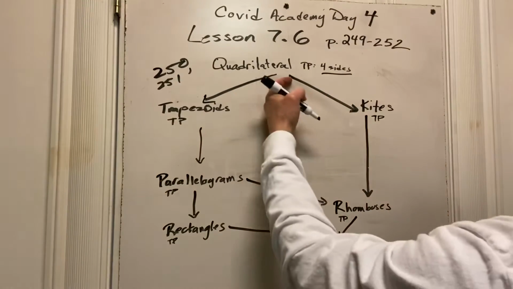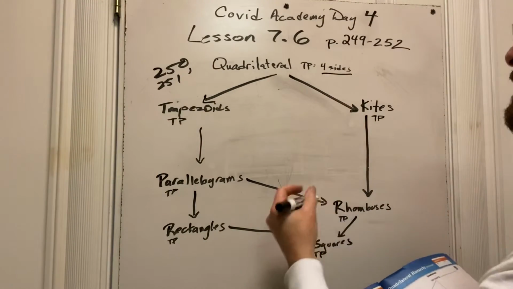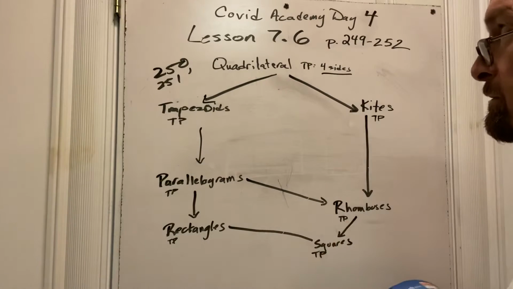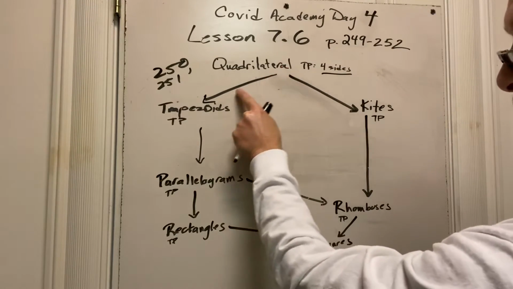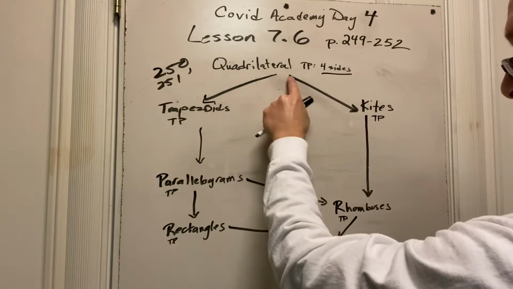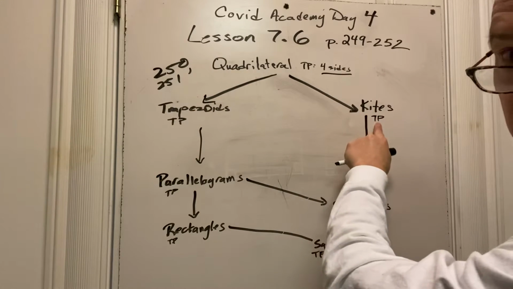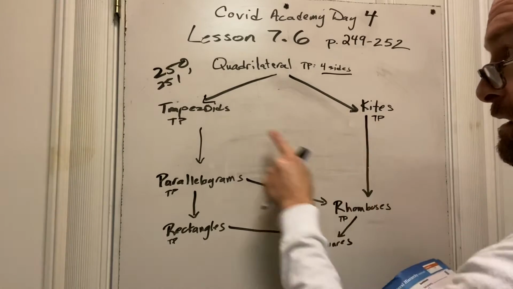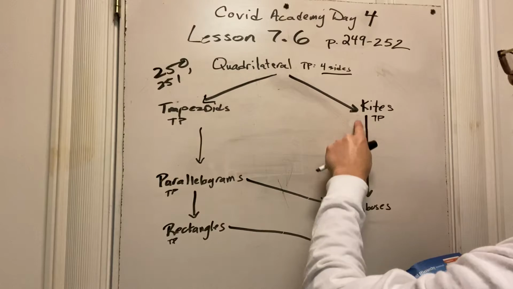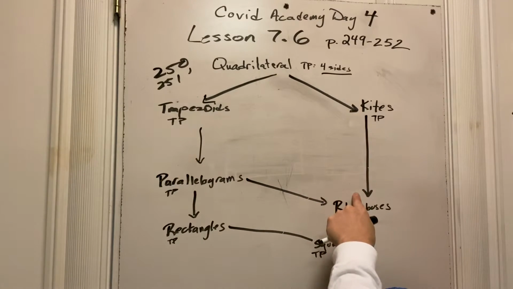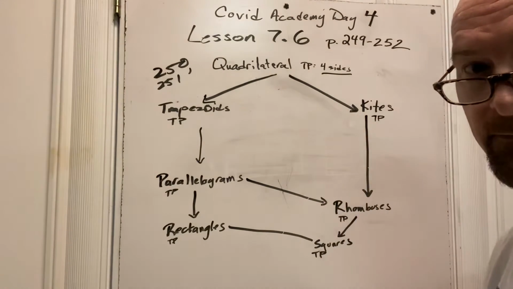Now, here's how you use this property to answer some of these questions. Okay, when you're traveling down this little arrow, think about it as meaning some. Okay, so we're going down. Some quadrilaterals are trapezoids. Some quadrilaterals are kites. Okay, some trapezoids are parallelograms. Some kites are rhombuses. Get the idea?